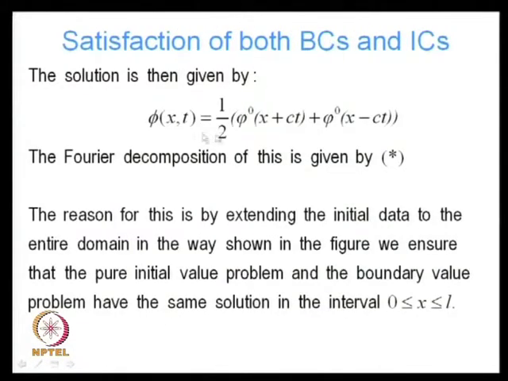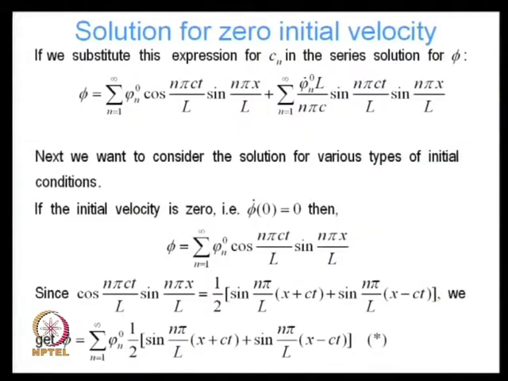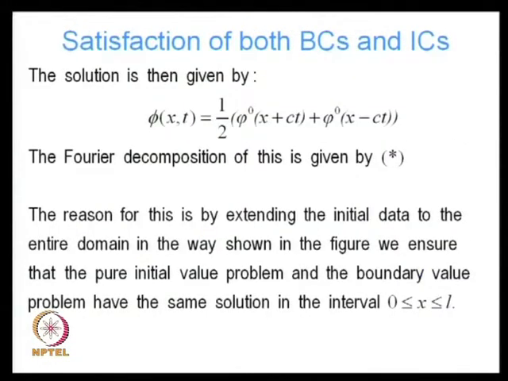then the solution is given by phi of x, t is equal to half of phi 0 of x plus c t plus half of phi 0 of x minus c t. So, basically I can expand this solution throughout x equal to minus infinity to infinity in terms of phi of x 0 plus c t, phi of x 0 minus c t. Why can I do that? Well, I can do that because my initial conditions are satisfying the boundary conditions.